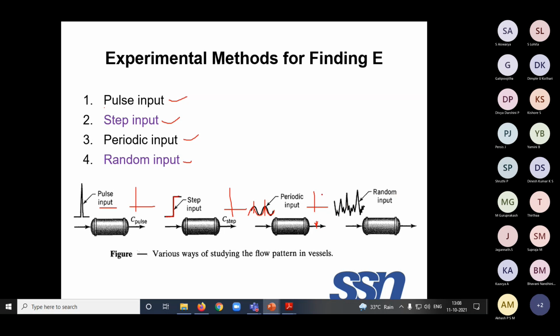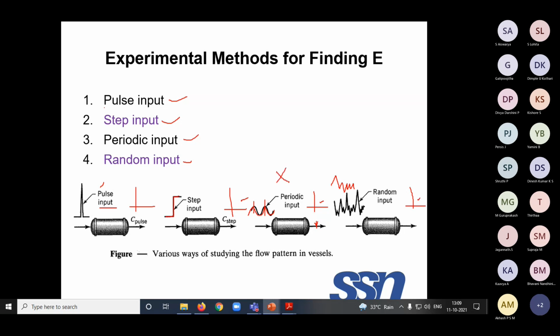If you give a cyclic input, the output also will be cyclic. For a random input, the output also will be random, right? Now you see, you are giving low dye, high dye, too much dye, again too much dye, so it goes on increasing like this, whatever way you want, right? So for these four, each input gives a different output. The output will not be the same. If you give a pulse input, you get one type of curve. If you give a step input, you get a different curve. If you give a periodic input, you get a different curve. If you give a random input, you get a random curve.